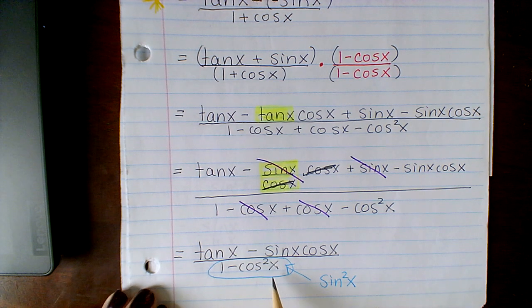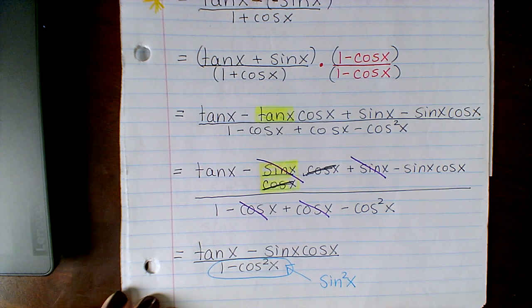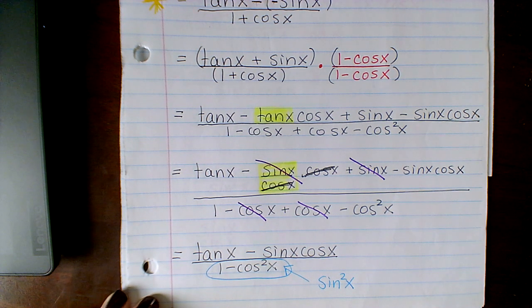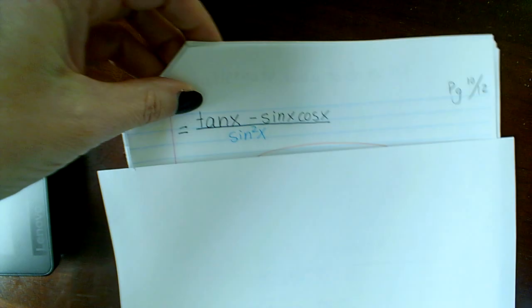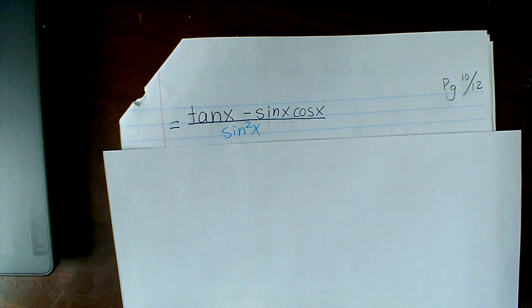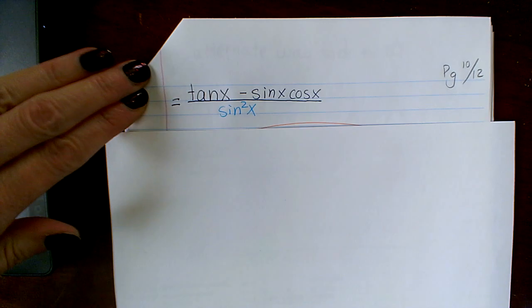This 1 minus cosine squared is the same as sine squared. That's one of the Pythagorean identities. So I'm going to replace that, make it a little bit nicer. All right, here's where it really kind of breaks bad.